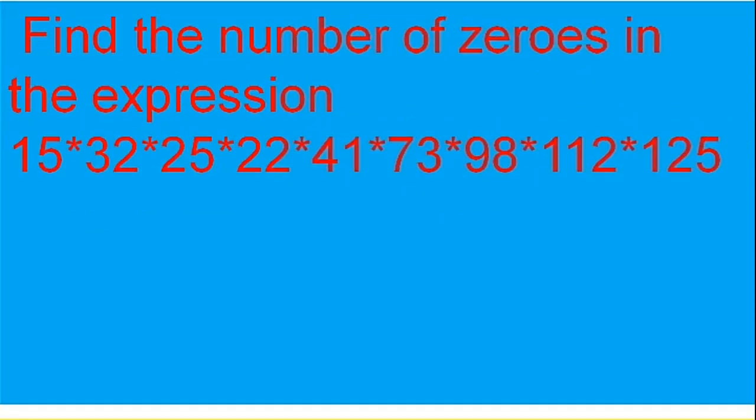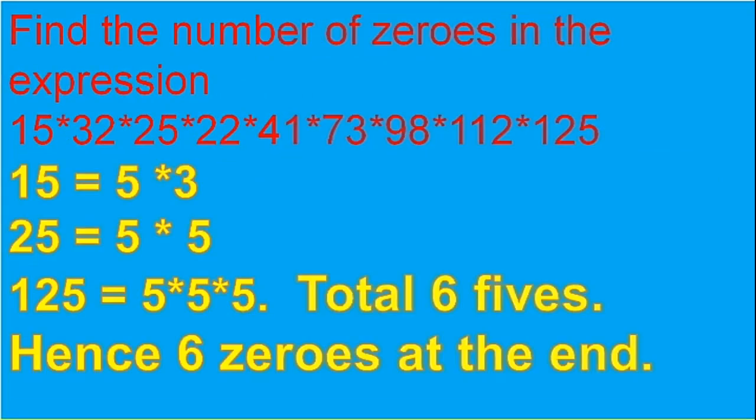Find the number of zeros in the expression 15 into 32 into 25 into 22 into 41 into 73 into 98 into 112 into 125. How to do this? As I said in the previous video, count the number of 5s in each and every number. Okay, 15, 5 into 3 is 15. 25, 5 into 5 is 25. 125, 5 into 5 into 5.